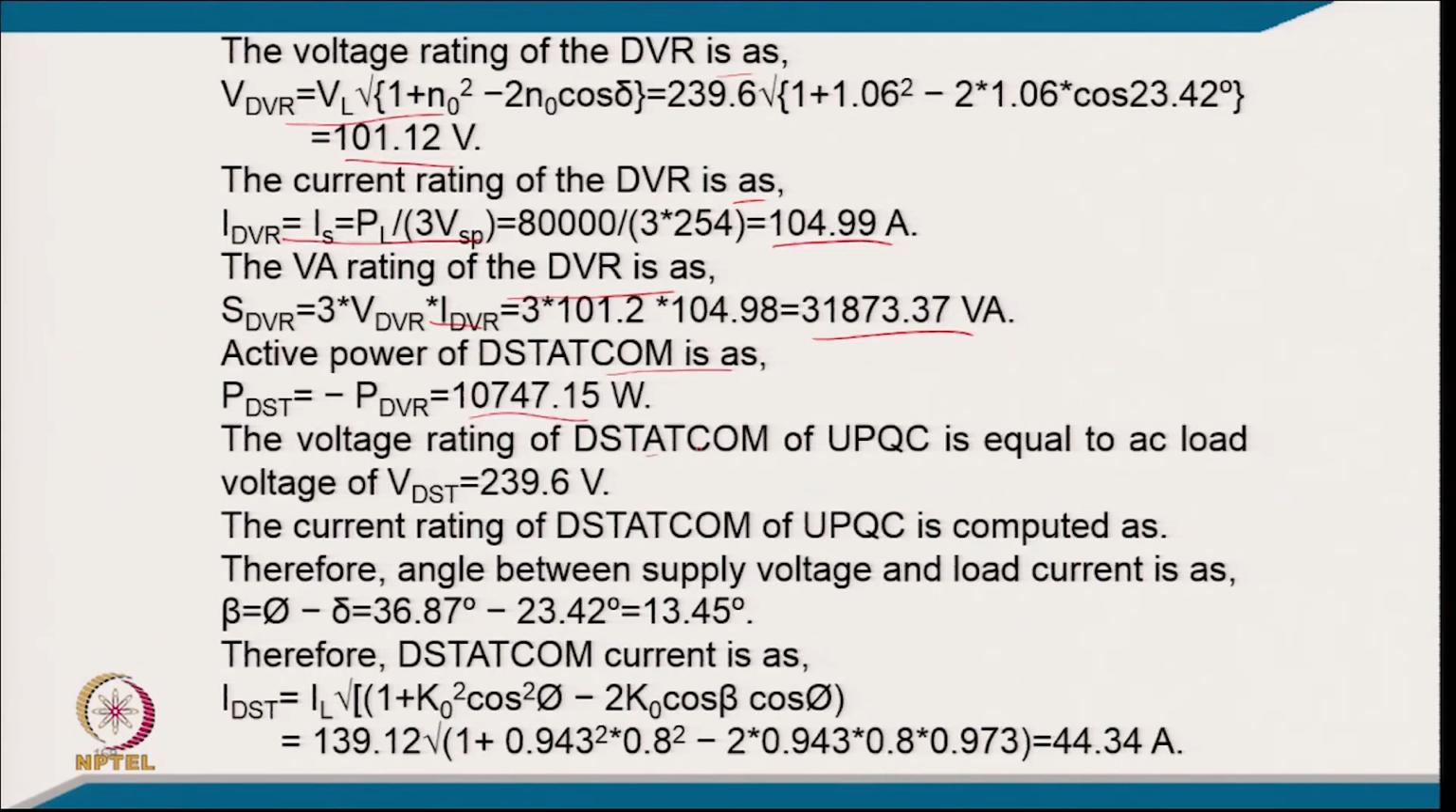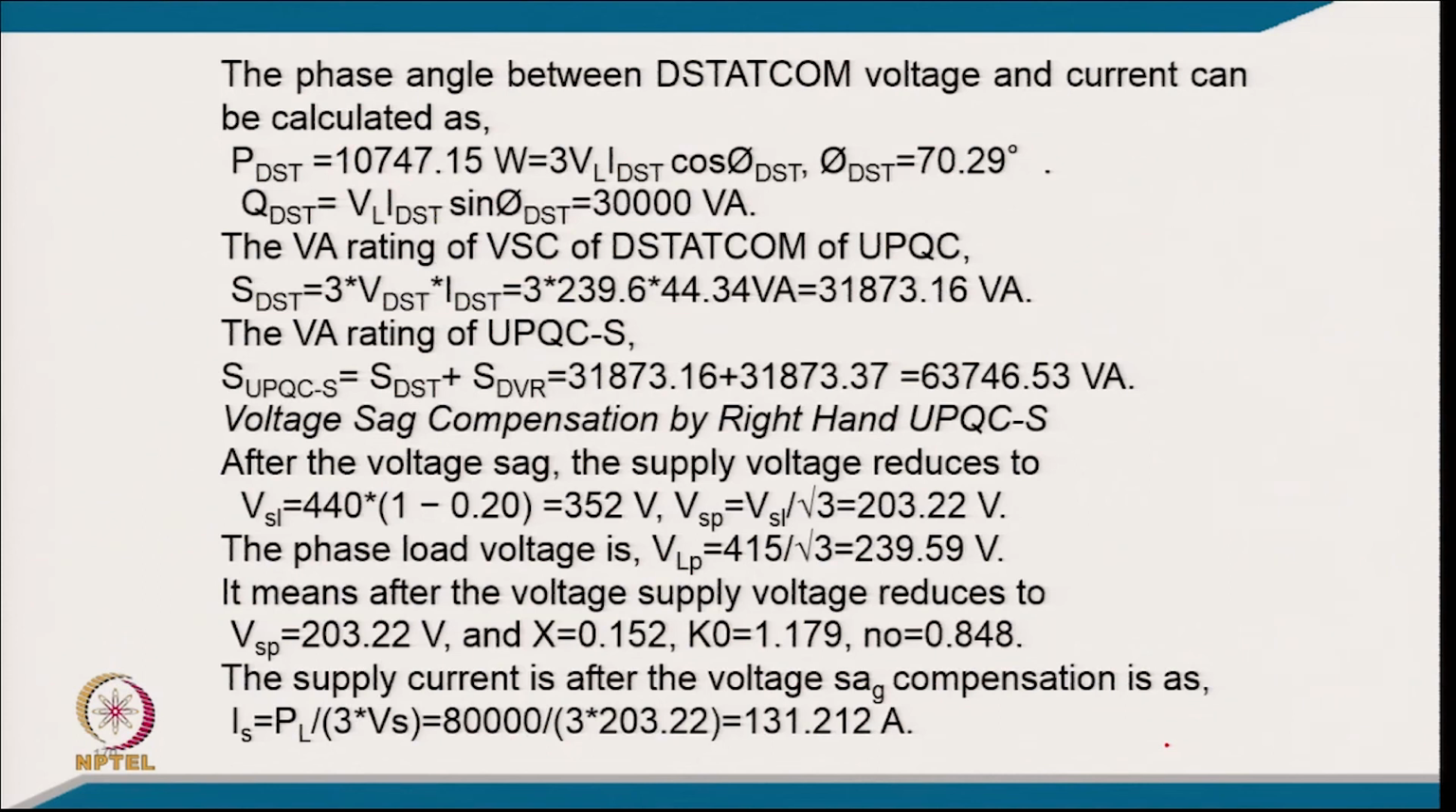10.75 kilowatt, and the voltage rating of the D-STATCOM is the same as the load, 239.6. So, the current rating of the D-STATCOM is computed, corresponding to this angle beta. So, it comes to 13.45. Therefore, the D-STATCOM current rating from this relation, keeping the value, comes to 44.34, and the phase angle between the D-STATCOM voltage and current, from the active power, we can calculate the angle of the D-STATCOM, 70.29, and the reactive power corresponding to 30 kVAr, and the voltage rating of the D-STATCOM is typically 239. So, we can find the VA rating from voltage and current. So, that comes to 31.87 kVA, and the VA rating of the UPQC is the sum of both the D-STATCOM and DVR.